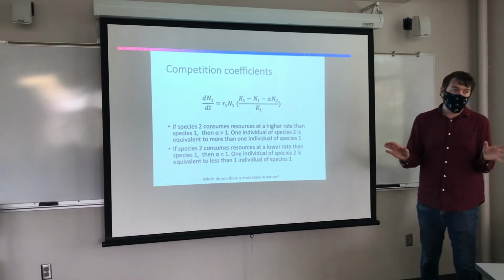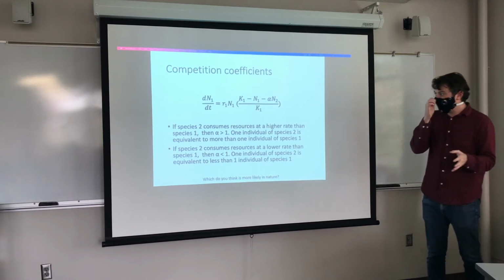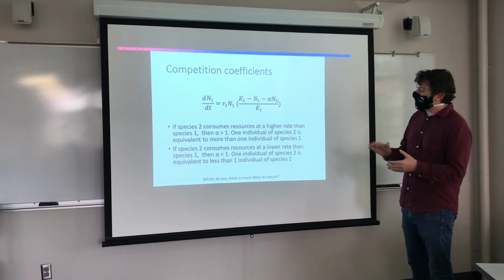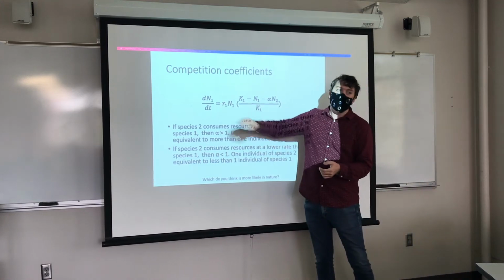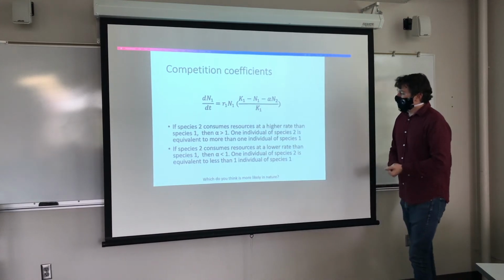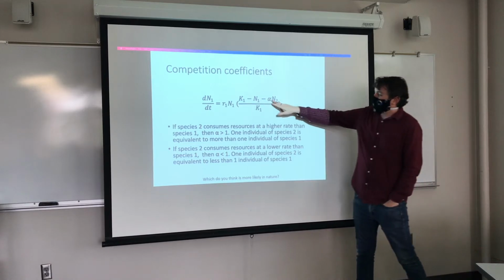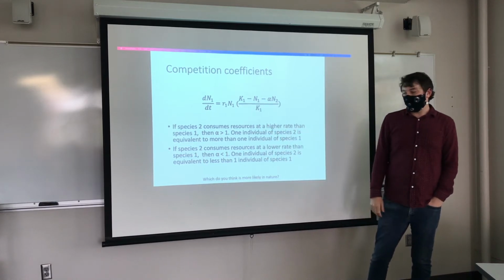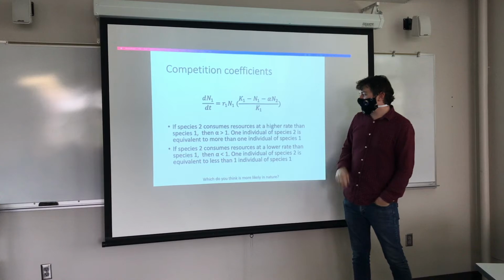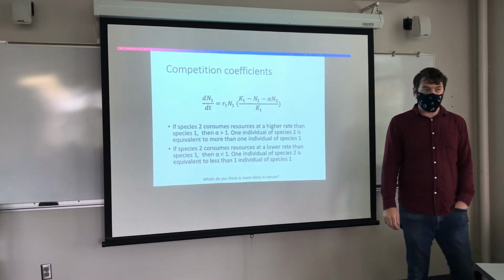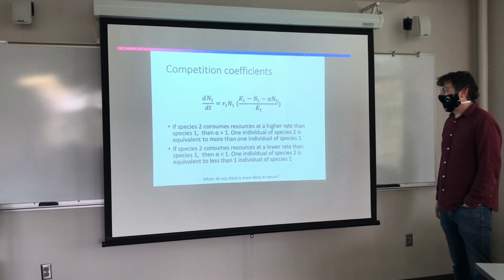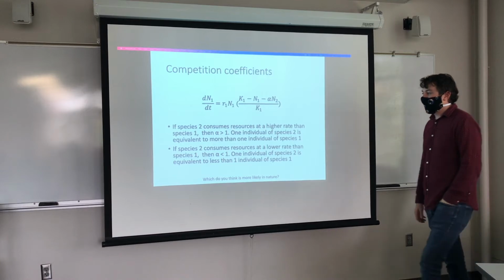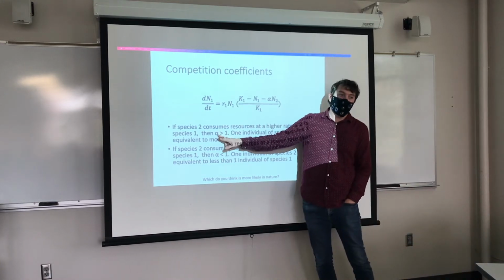So let's take these one at a time. I know there are two, so it feels like a lot to keep track of. So let's take these models one at a time. We'll just think about species 1. This alpha term basically comes down to these two points. If the second species consumes resources at a higher rate than species 1, then this alpha value is going to be greater than 1.